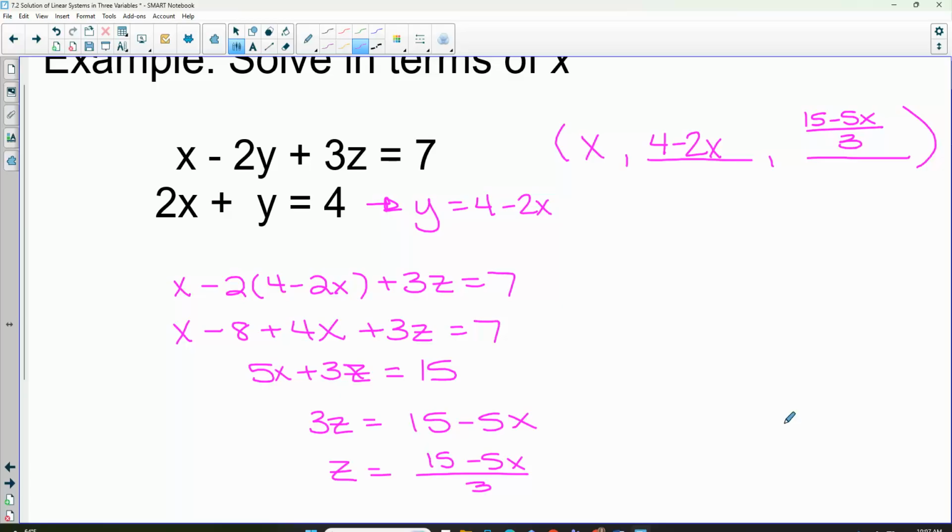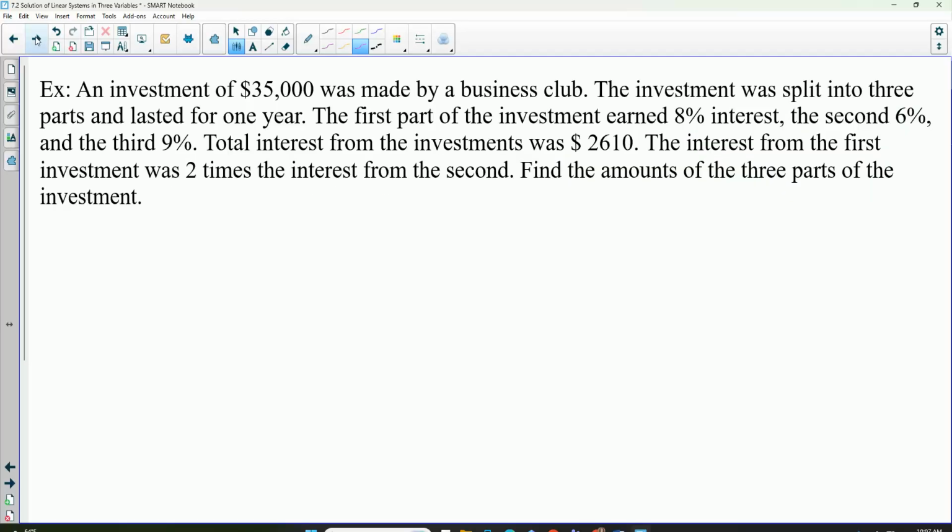Any questions on that one? Let's do a word problem, just for fun. We did them yesterday.